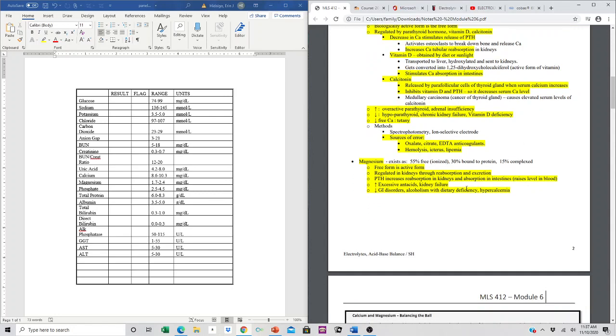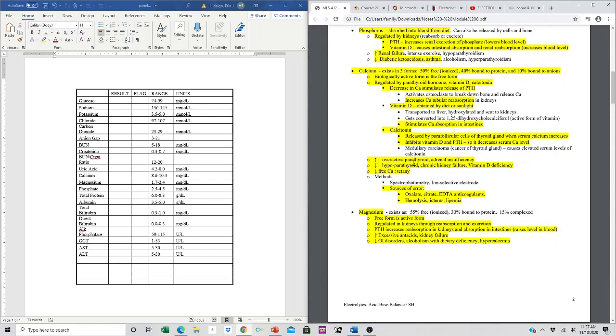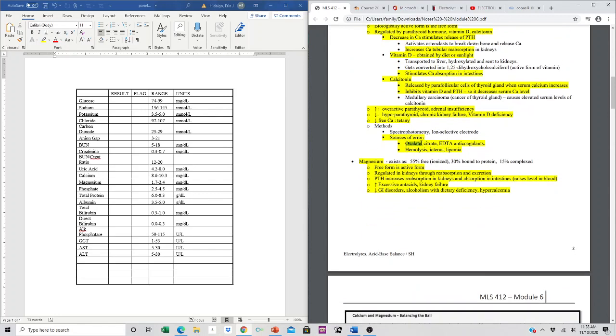Sources of error for calcium measurements include oxalate. Now, when we say oxalate, well, actually all three of these, we're talking about the additives in the lab tube. So if it's drawn in a tube that's got oxalate, which I think is that gray top tube, but don't quote me on that part, or if it's drawn into a tube that has citrate as an additive, or EDTA anticoagulant, it is going to affect your calcium result. Another source of error is hemolysis, icterus, and lipemia.